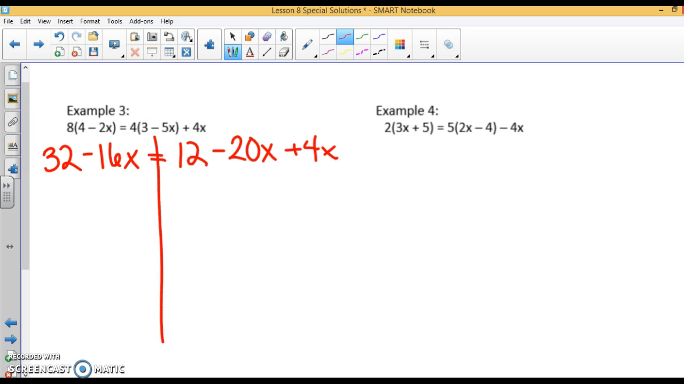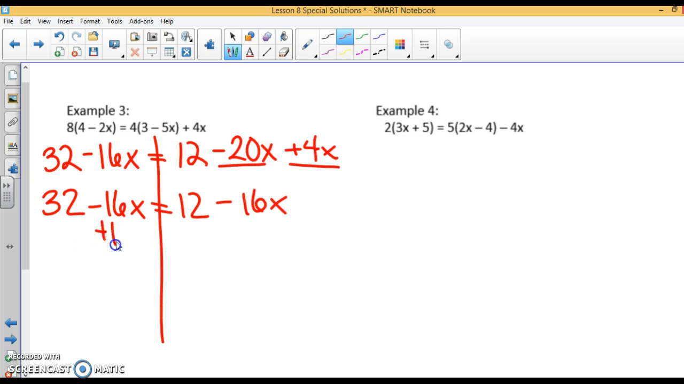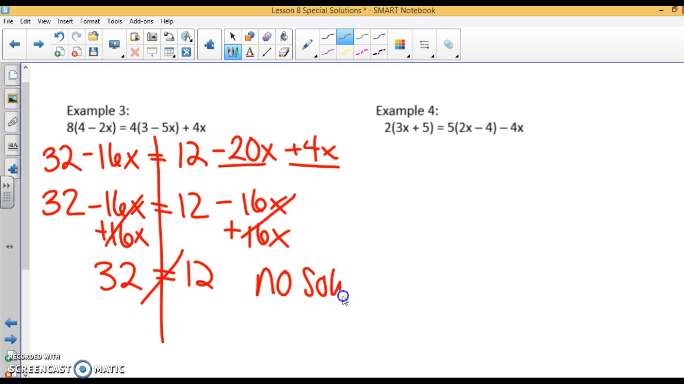I can draw my line and start solving. I see on this side that I can combine like terms. So I'm just going to rewrite 32 minus 16x on this side equals 12 on the other side. So I have negative 20x plus 4x. That will give me negative 16x. I want to move my variable to one side. So I'm going to add 16x to both sides. And I see that I'm left with 32 equals 12, which we know is not true. So this is going to be no solution.